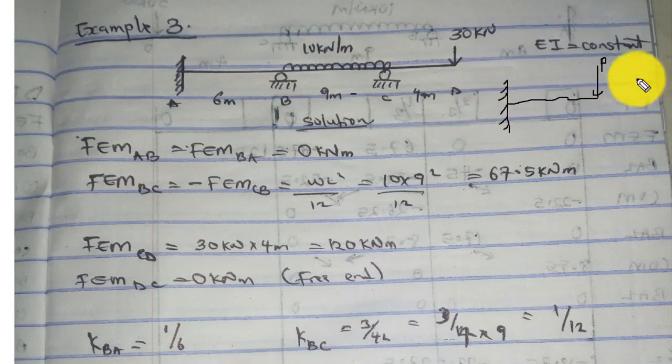You understand? But moment at this point, because what? Zero. It's just like when you take moment, summation of moment at this point is equal to zero. But summation at this point will not be equal to zero because it is fixed. So that is why we have FEMCD to be equal to 120, but FEMDC is equal to zero, free end. So that's that.